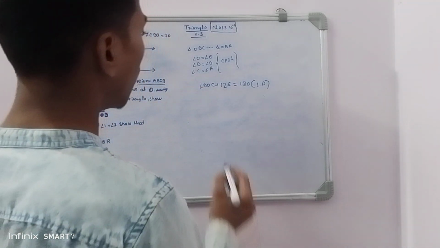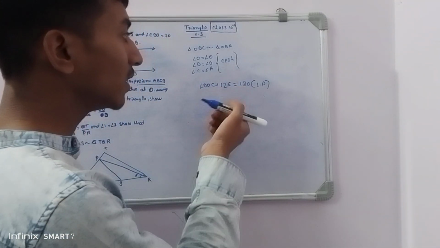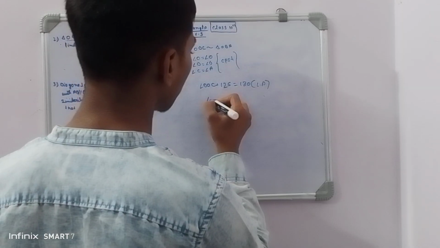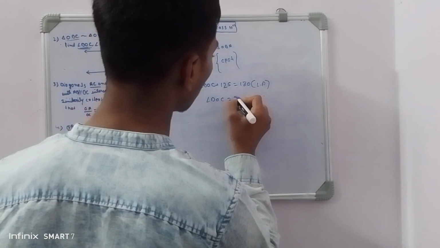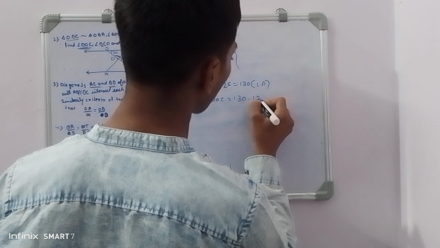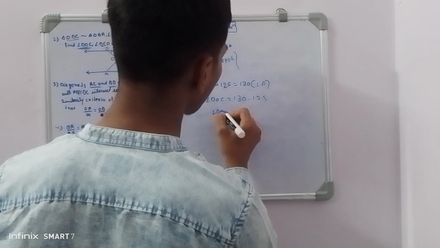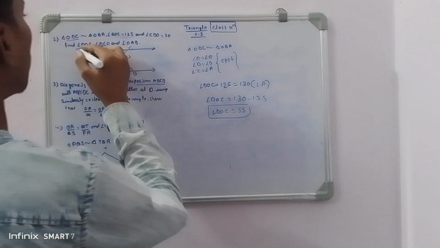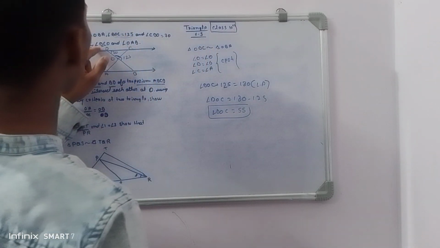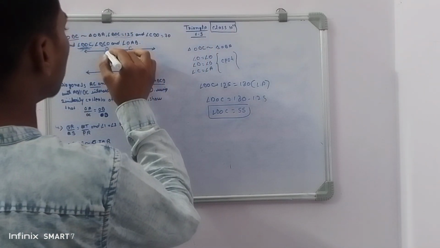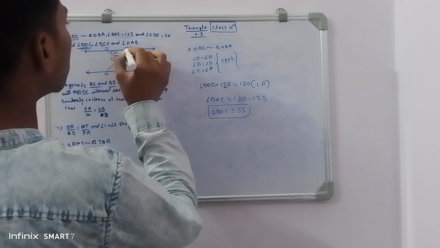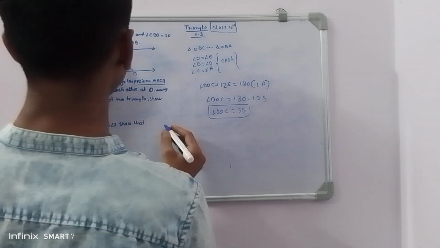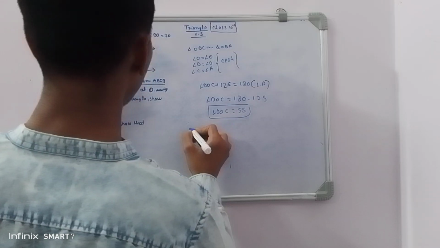This is something which you have already studied in class 9. So angle DOC is going to be 180 minus 125, and that is what we have. Now we have to find angle DCO.